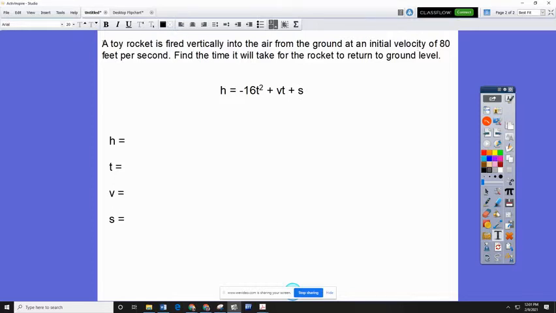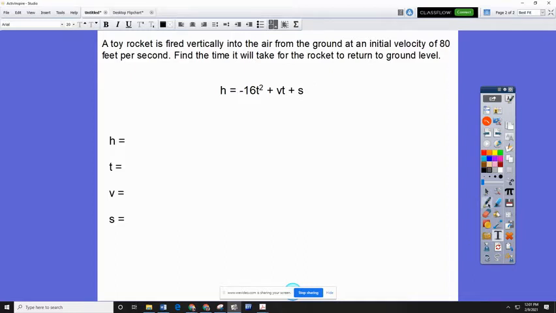So in this situation, we have a toy rocket, which is fired vertically into the air from the ground at an initial velocity of 80 feet per second. So when it takes off, you light that fuse, it's leaving at 80 feet per second. And we want to know how long it will take for the rocket to return to ground level. Let's look at the things that we know.